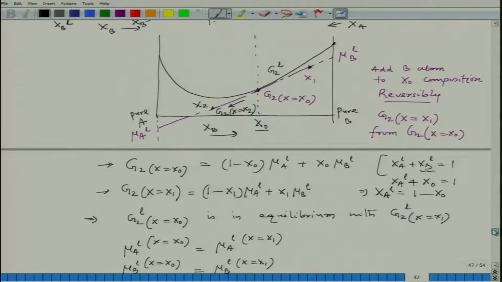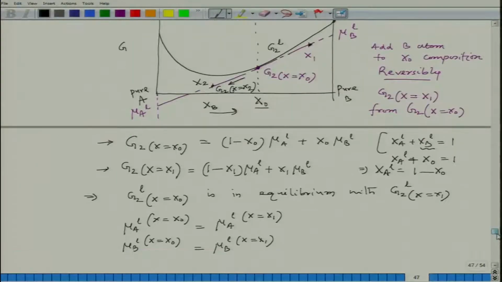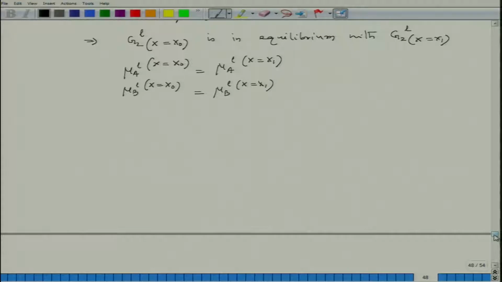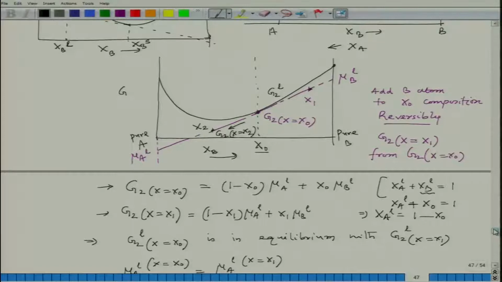Now, if I combine this on the phase diagram, this G versus X diagram, and introduce one more phase, let us say I introduce a solid phase on this diagram, let us show. If I put it with, let us say, a different color, red color, let us say I put a solid line like this.